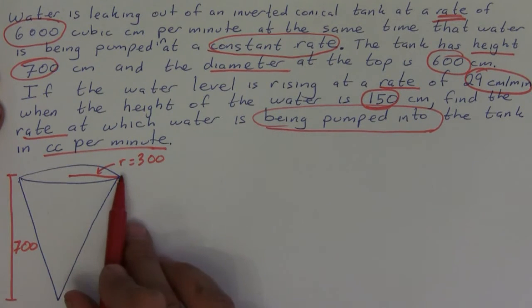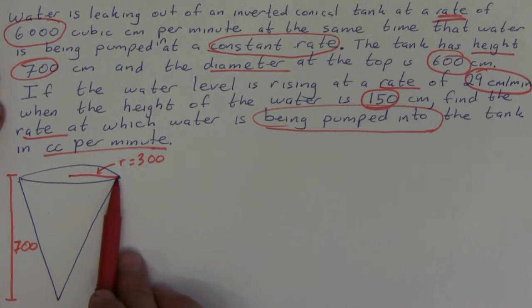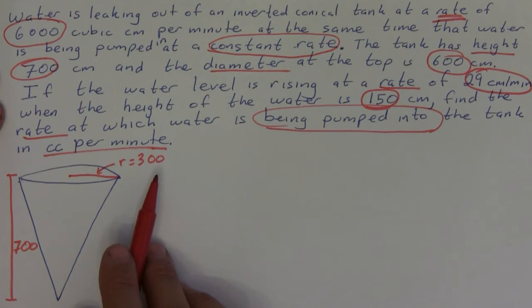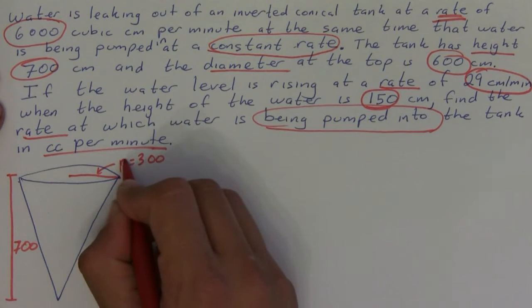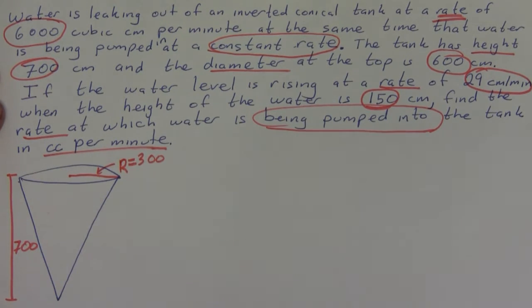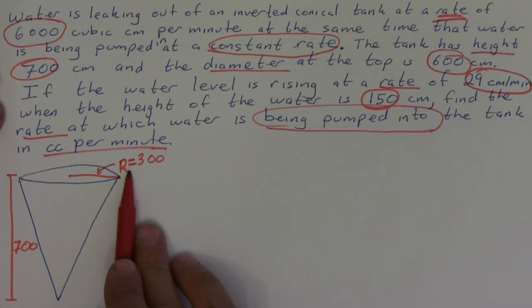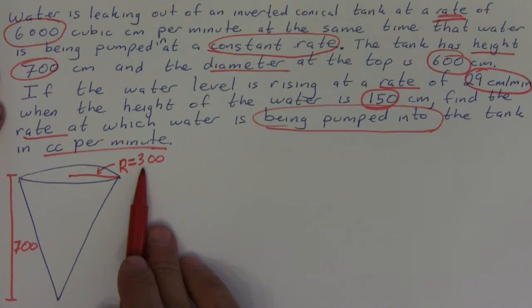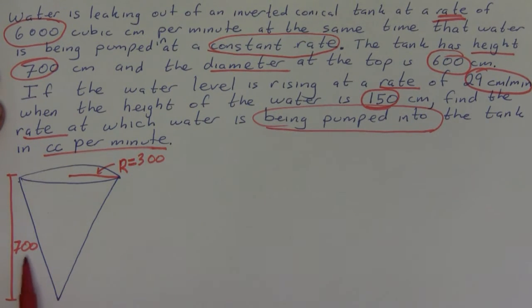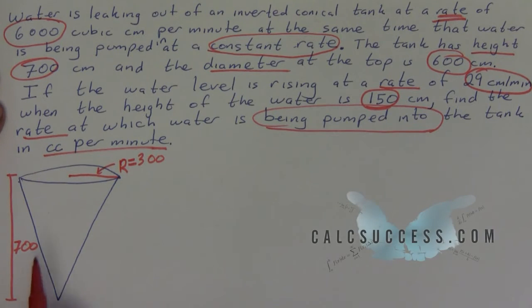Okay, so these numbers I can put in right away because those are constant. Those are never going to change. The radius of the cone is always 300, and let me call this capital R. So the radius is 300 and the height is going to be 700.